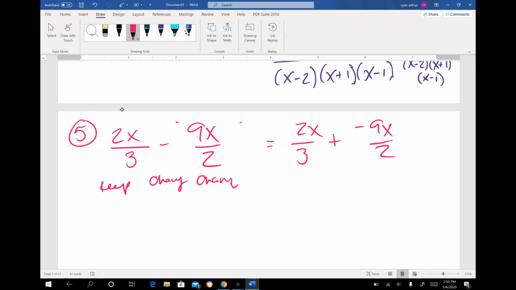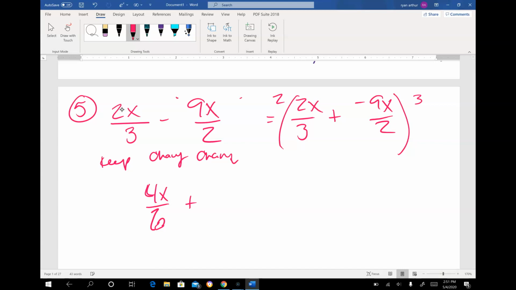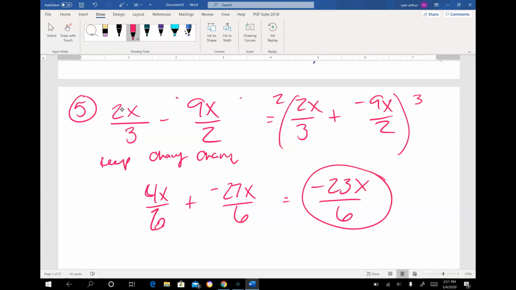So again, we can make it look like 6. So I'm going to multiply this by 3, multiply this by 2. And now I have 4x over 6 plus, that's going to be negative 27x over 6. Well, 4 minus 27 is going to be negative 23x over 6. And you can't simplify it because 23 is prime.